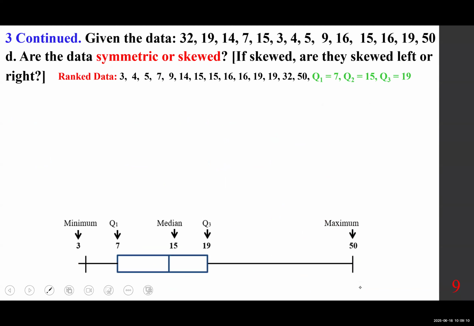We're going to continue with the question, are the data symmetric or skewed? If skewed, are they skewed left or right, and so on? I'm giving you the box and whisker plot we had come up with. Now there are a few notes I want you to pay attention to. Note one, make sure the drawing is to scale. If this is not to scale, we may not recognize that.